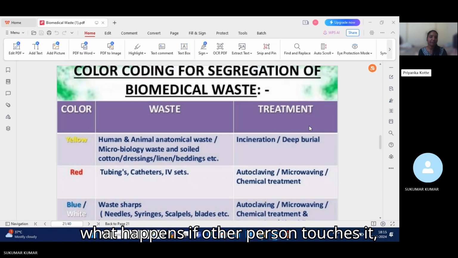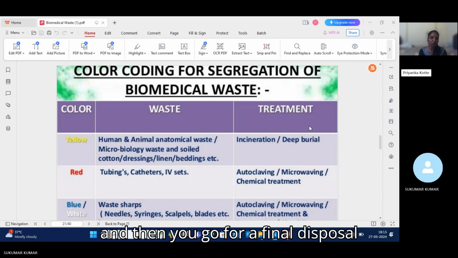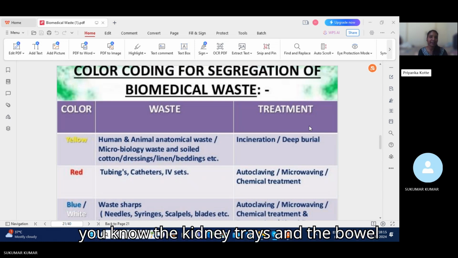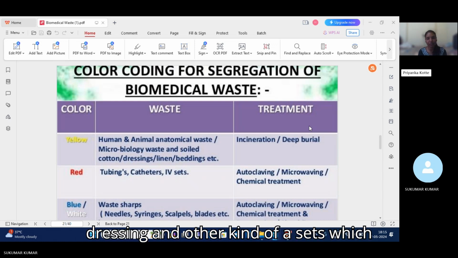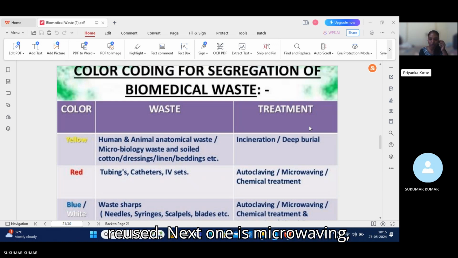So what happens if another person touches it? There is a chance of contamination. That's the reason we need to autoclave the material first, and then go for final disposal. And there are a few things, like steel articles, trays, the kidney trays and the bowls you use in dressing, and other kinds of sets which we prepare in the wards. Those things are reused.